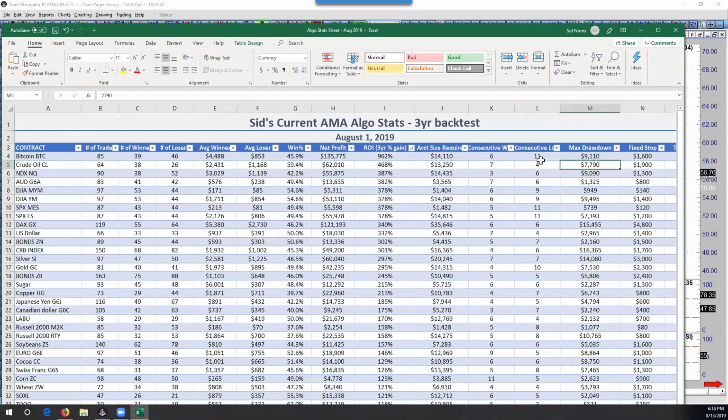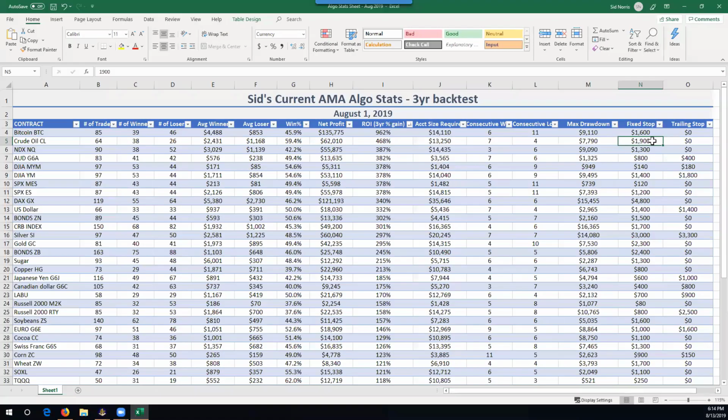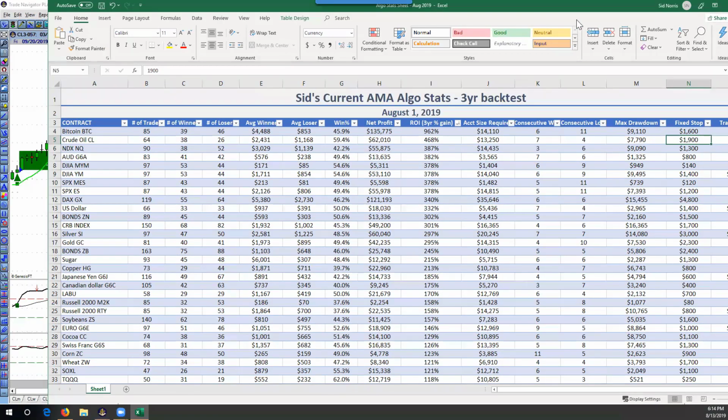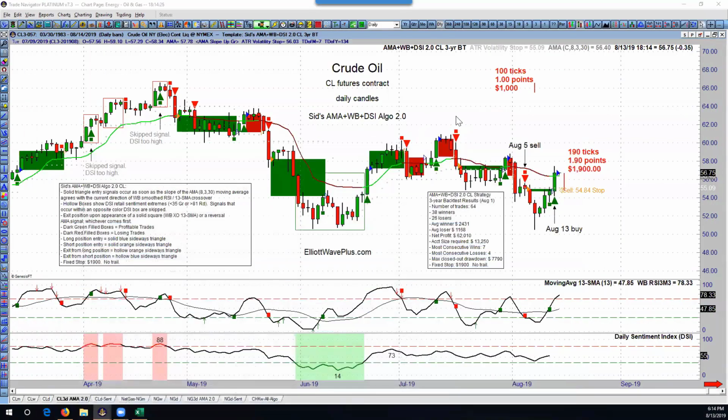It did have to, during these 4 losses, probably, suffer through a $7,790 drawdown, and that's why it needed that account size, a pretty healthy account size, in order to survive the drawdown, not get margin called, keep going. It used a $1,900 stop, and it doesn't backtest well using a trailing stop. Let me show you that.